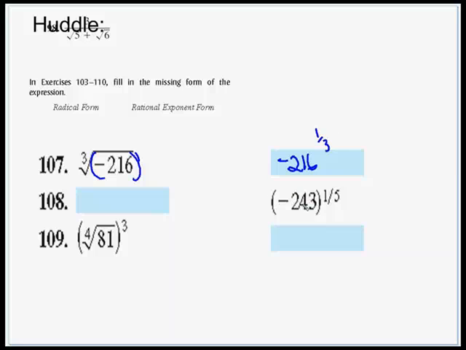Reverse the process. Here we have this negative 243 to the 1/5 power. So we are going to have a negative 243 under a radical. The index here is the denominator 5, and this would be to the first power. So we really don't even have to write that in there. The last one, 4th root of 81 to the 3rd. We'll just rewrite that 81 and create the rational exponent. 3 is the numerator, 4 is the denominator.